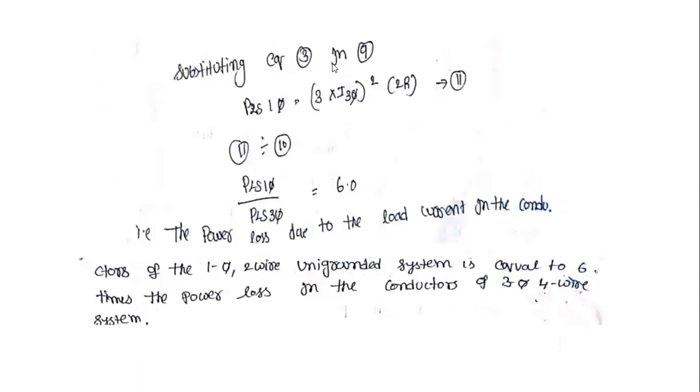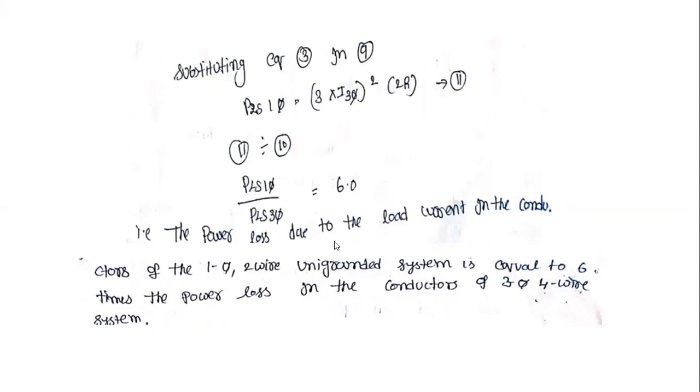Next, substitute equation number 3 in 9. Then the power loss for single phase is equal to 3 I three phase square into 2R, that is equal to 6 I three phase square R. Therefore, dividing 11 by 10, we obtain the power loss single phase to the power loss three phase is equal to 6.